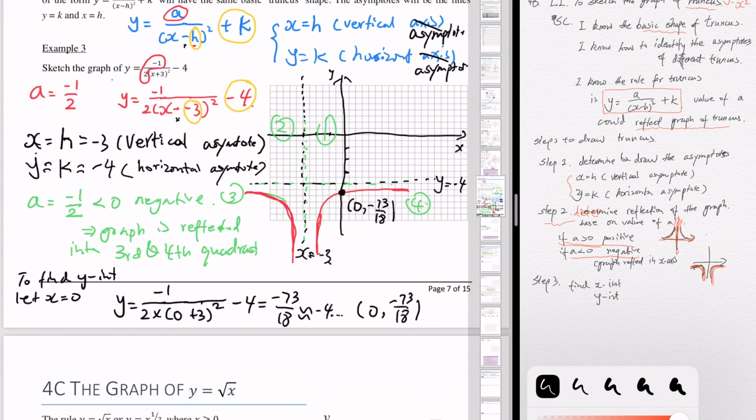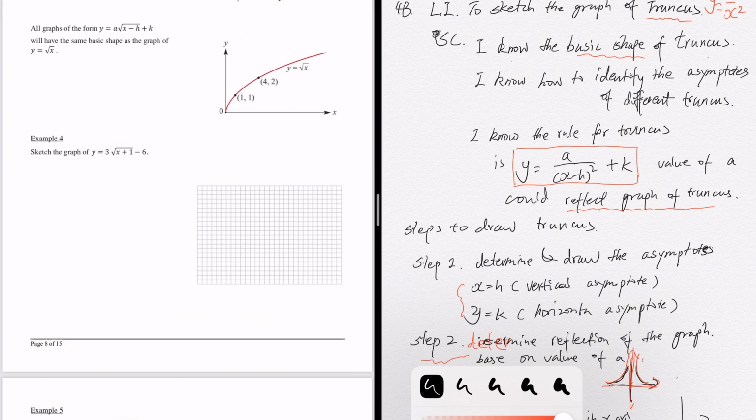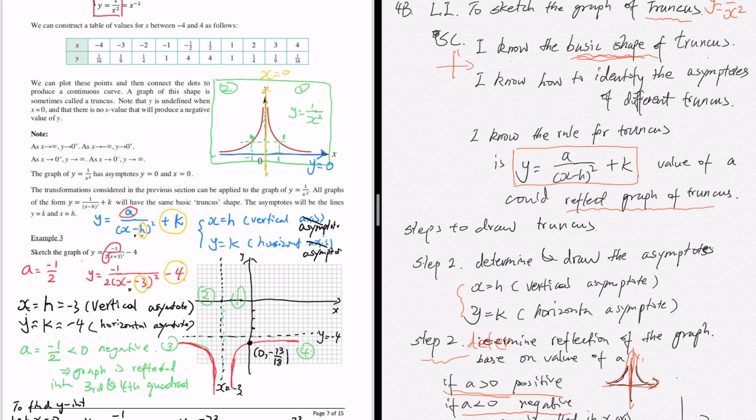Okay, so coming back to our note on the right hand side, so you will know, first of all, successful criteria, the basic shape of the truncus is two curves on the first quadrant and second quadrant. Okay, and you also need to know how to identify the asymptotes, which is your h and k. Alright, and then another one that you need to know is the value of a.